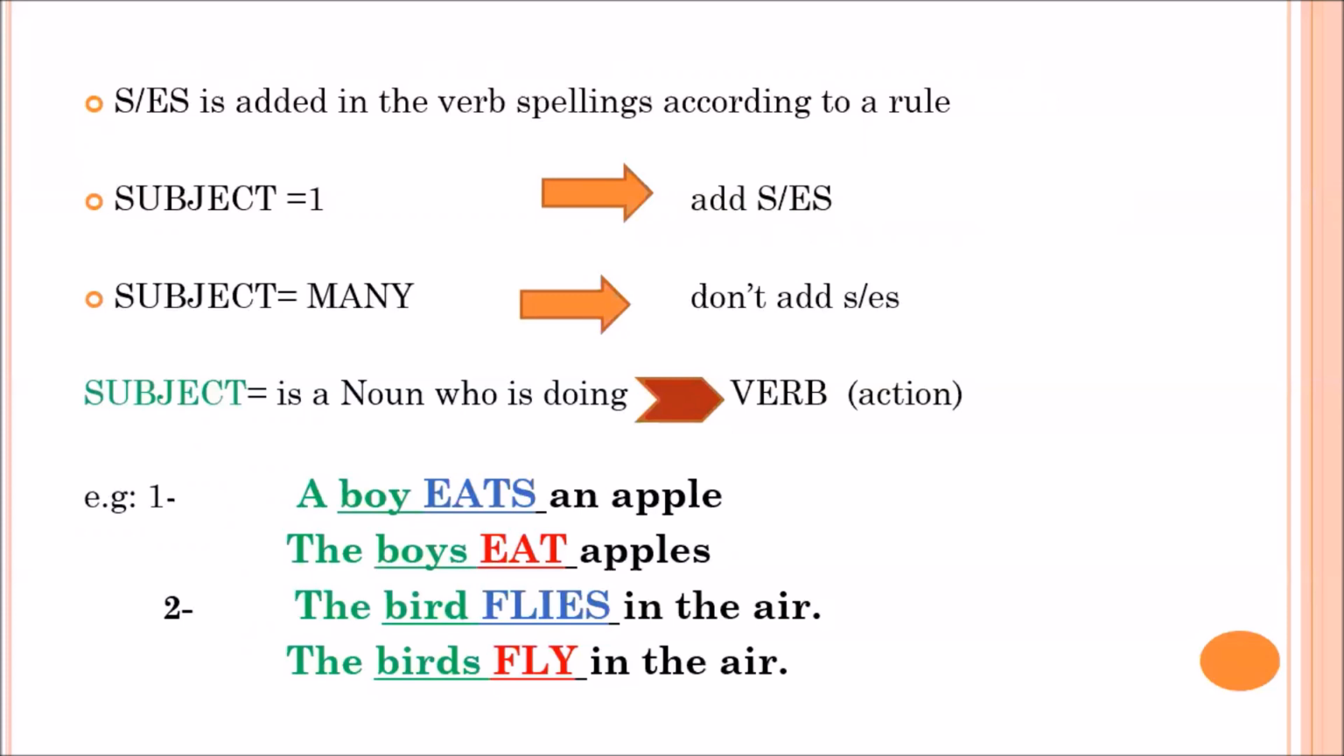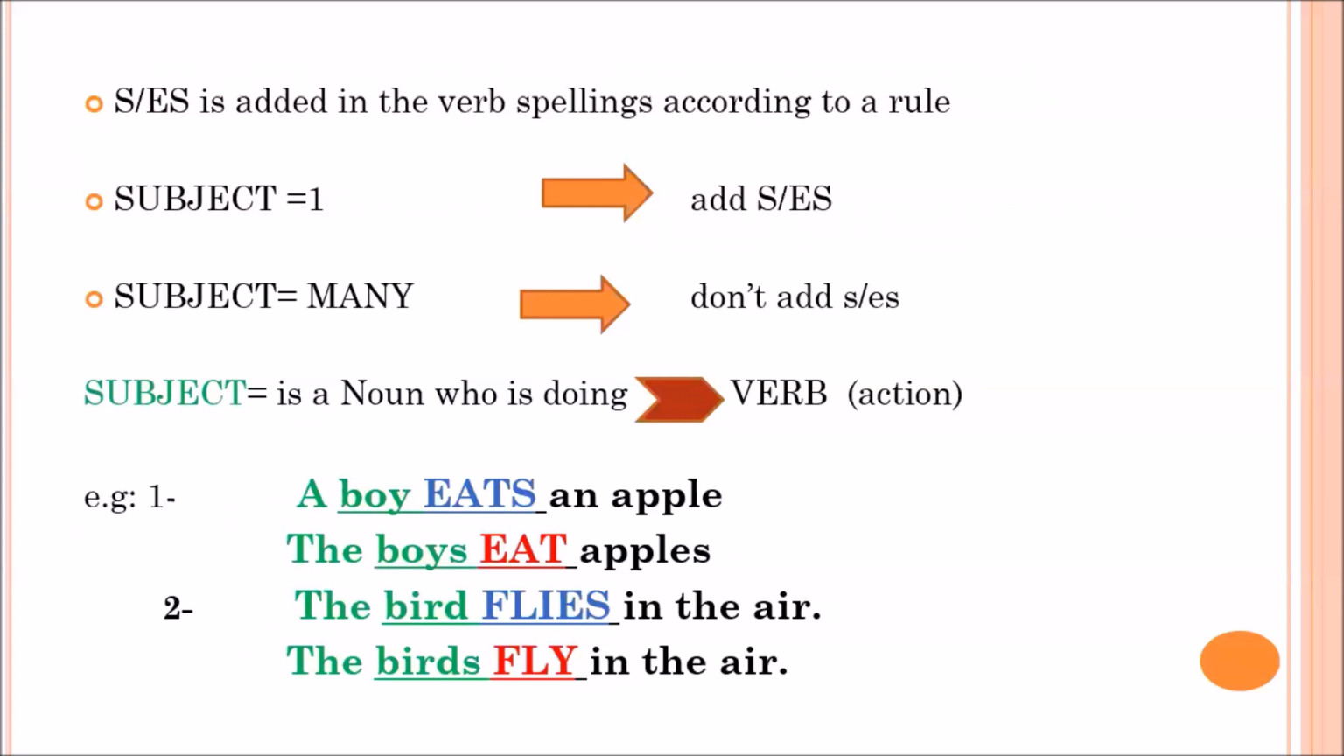And now what is a subject in the sentence? It is the noun who is doing the work, that is action. For further clarification, look at the examples. A boy eats an apple. As you can see, I have highlighted a boy and subject with the same color to make sure that you understand it clearly. A boy is the subject who is doing the action, that is eats. So now boy is one, so I have added s. A boy eats an apple. The boys eat apples. Plural subject, no addition of s/es with eat.